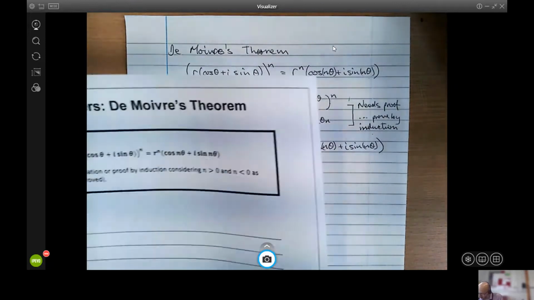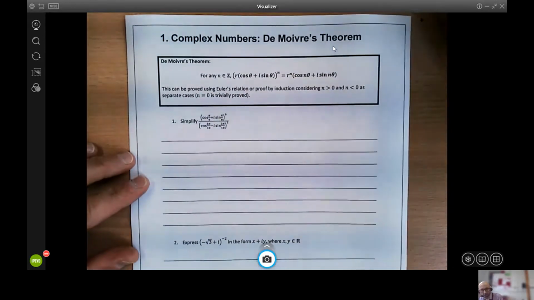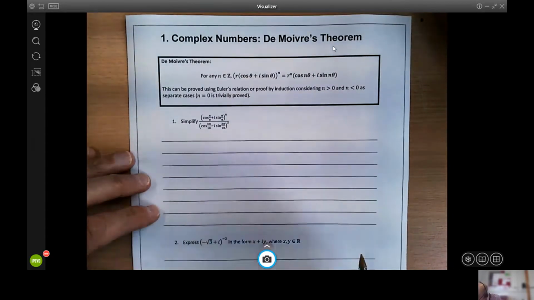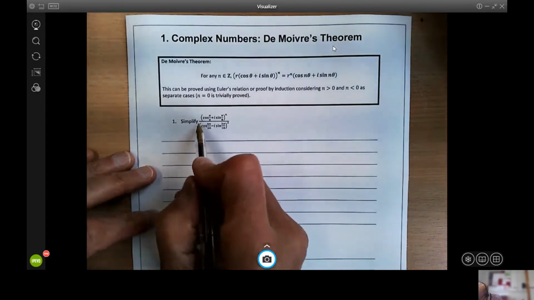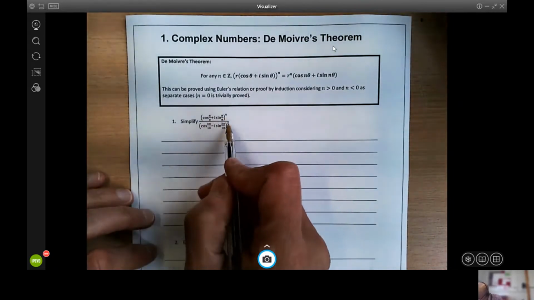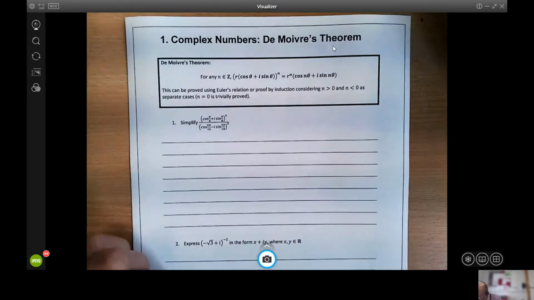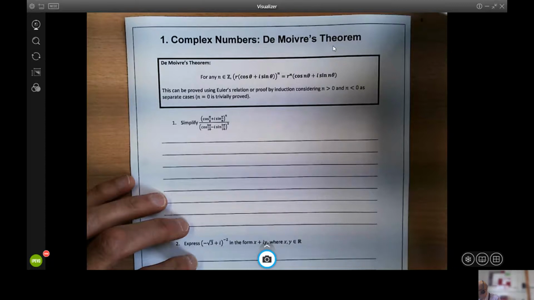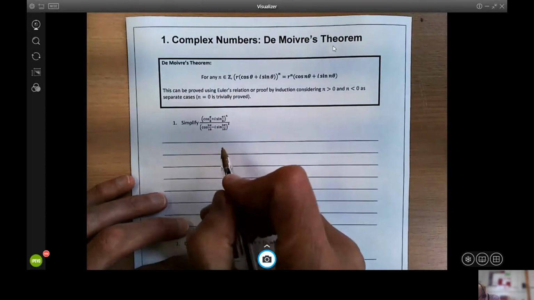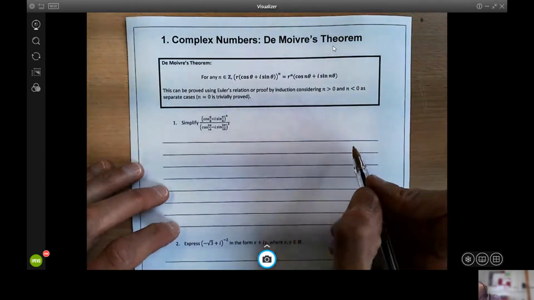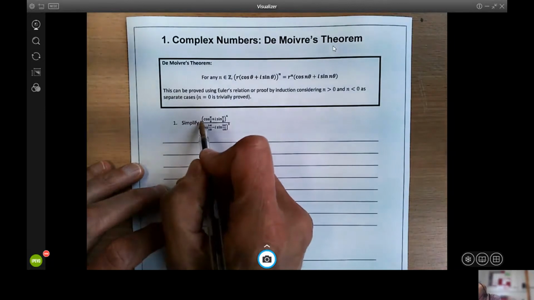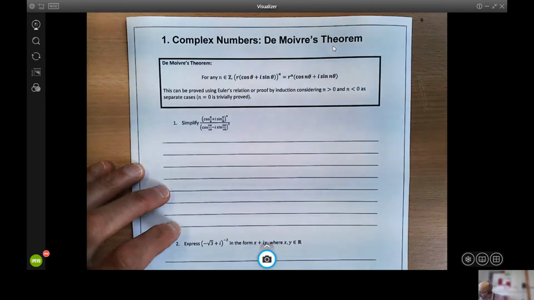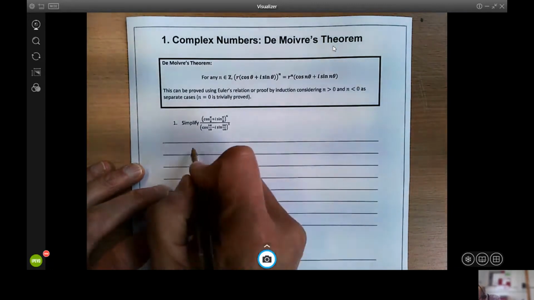Let's start off by answering some questions by using de Moivre's theorem. So question 1, we're going to simplify this expression, which has 2 complex numbers in it, to different powers. The first thing to notice here is that the modulus of each of these complex numbers is 1. So we don't really need to worry too much about the moduluses here.